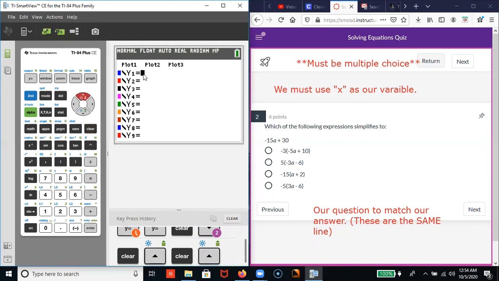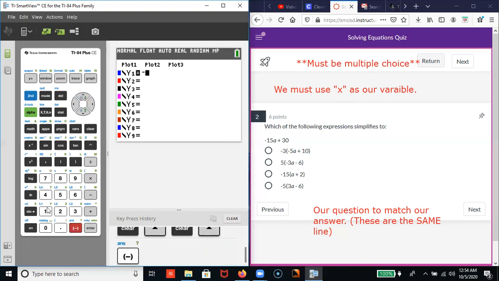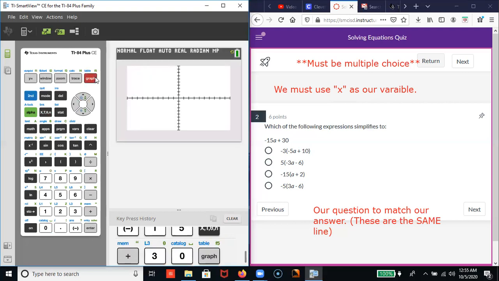So wherever the little cursor is, that's where I'm writing. I'm going to write in this equation using x as my variable. So this is my negative button. So negative 15x, which is right here, plus 30. Now we're going to press the graph button to graph that. So here is my line, negative 15x plus 30.